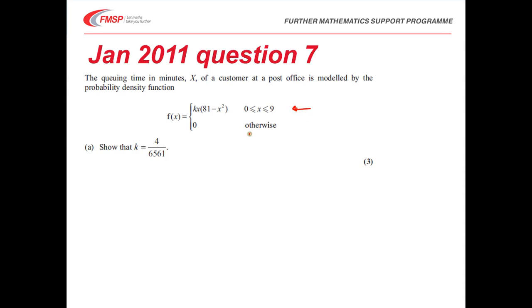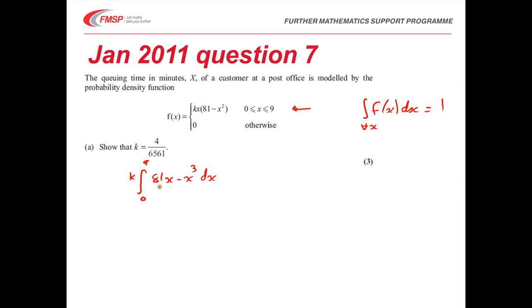So it's always best with these questions to find rather than show. So here we go. To do this, again we're using the fact that if we integrate over all values of x, f of x dx, we should get 1. So there's only one support, so that makes life a little bit easier. So we're going to be integrating k from 0 to 9 of 81x minus x cubed dx.